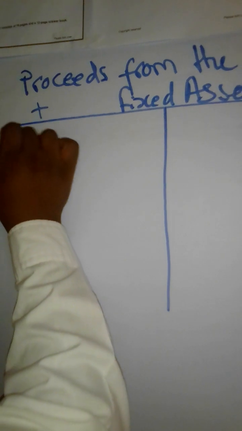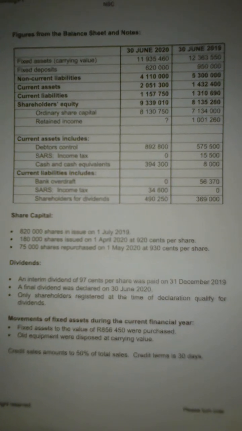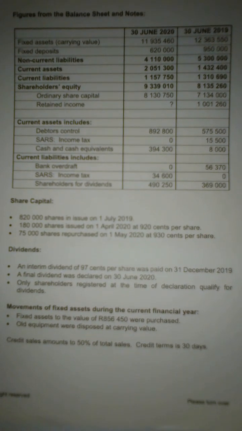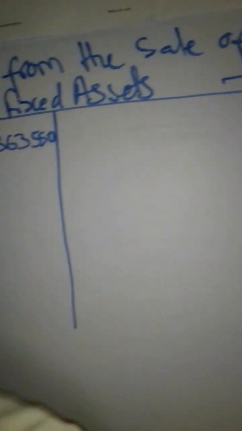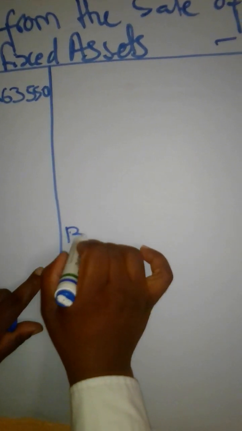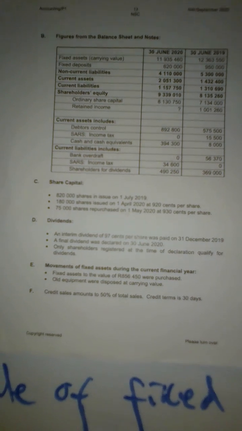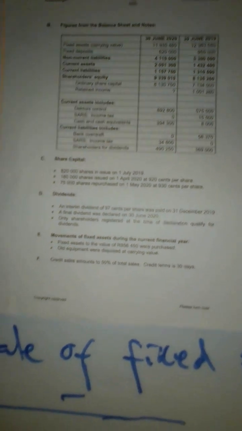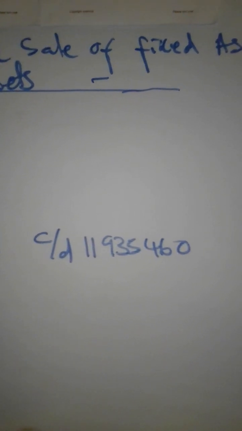The opening balance definitely is going to be on the debit side. So we have got a balance brought down, which is given, an amount from the previous year: 12,363,550. These are opening balance. We're also given a closing balance, so we can also record our closing balance. Balance carried down, the amount is 11,935,460. So I've started with the opening and the closing balance.